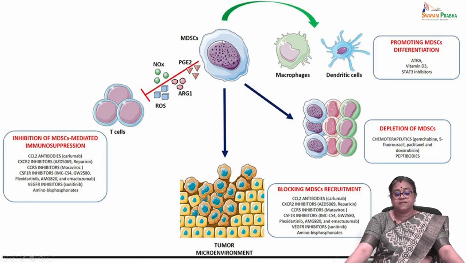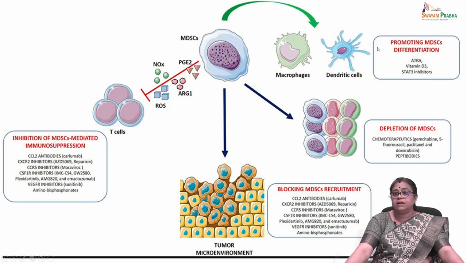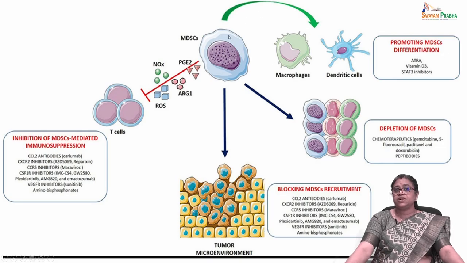Now, if you see here in this cartoon, this is your MDSC. Because they are in the de-differentiated state, they are creating an immunosuppressive environment. So, if we have agents which can promote their differentiation, these MDSCs can get differentiated into macrophages and dendritic cells by using several agents like all-trans retinoic acid, vitamin D3, STAT3 inhibitors. These can promote differentiation of the MDSCs to macrophages and dendritic cells.